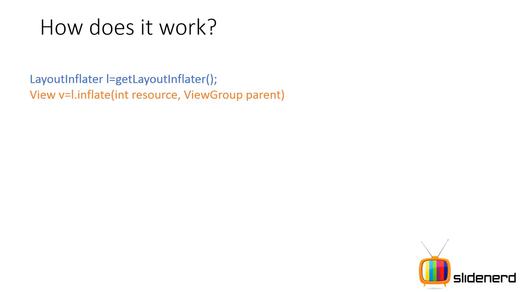View v is l.inflate. This inflate method is the one that takes an XML file that you want to inflate and converts that into a Java object, which is your view v that you see on the left side. And there are two parameters. The first, int resource, second, view group parent. What is the int resource? Int resource is the name of the XML layout file that you want to inflate or convert.